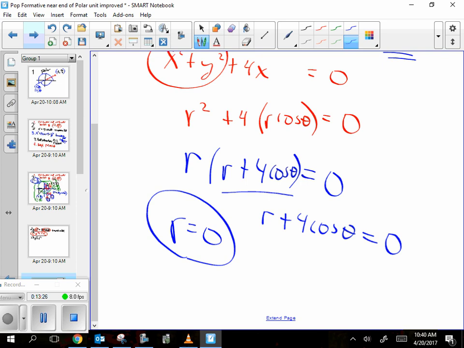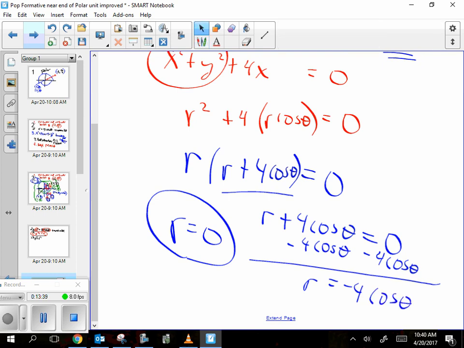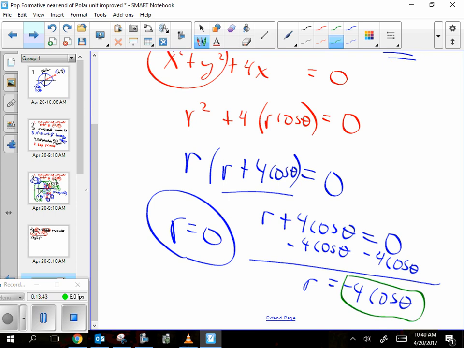This other one can be solved by getting the cosine to the other side, and now I got r equals negative 4 cosine theta. Why is that any better? Because I got r alone. R is equal to that. Yes? I got the same answer, but I just subtracted 4 times r times cosine theta divided by r.